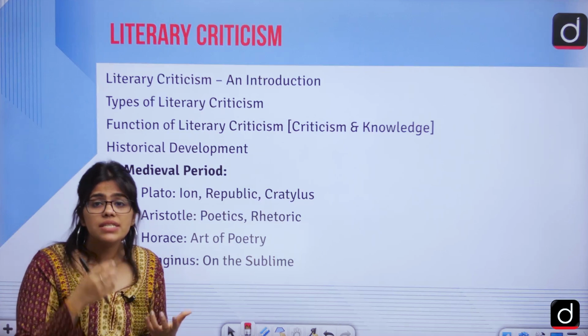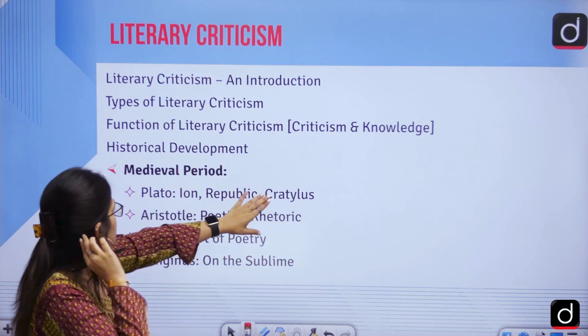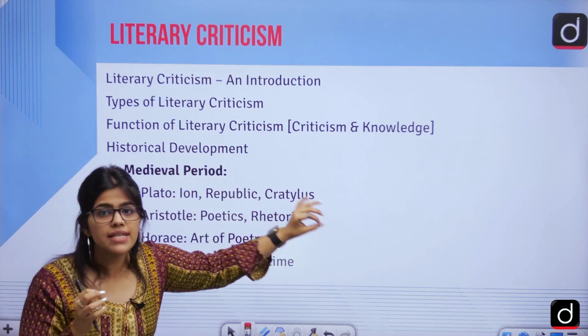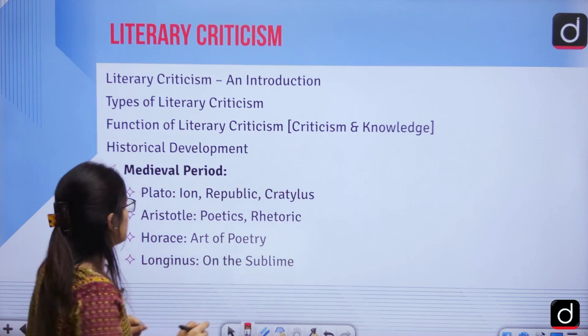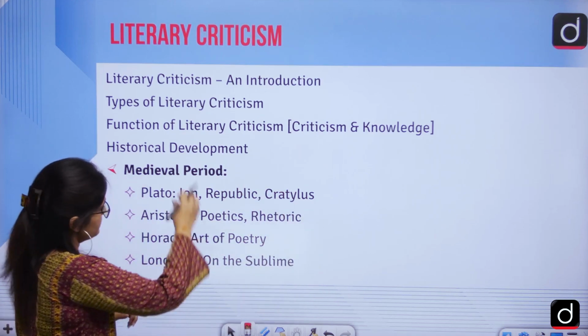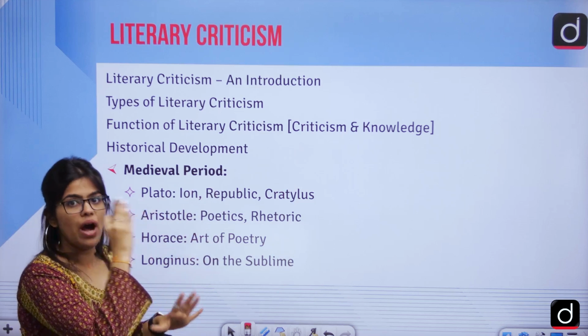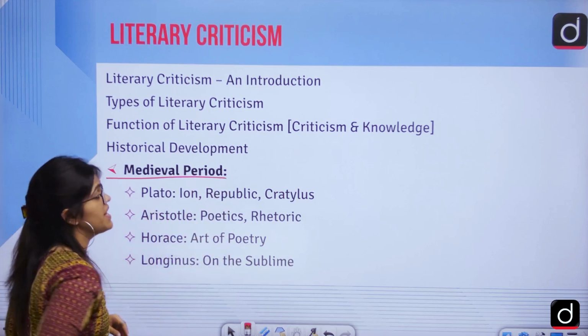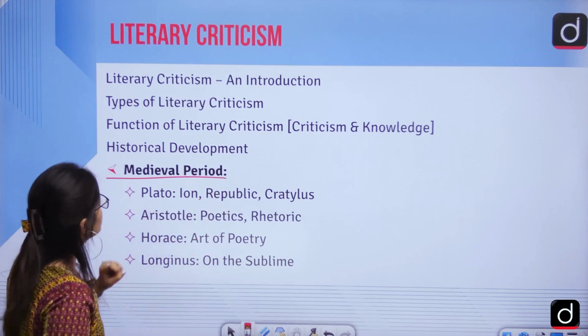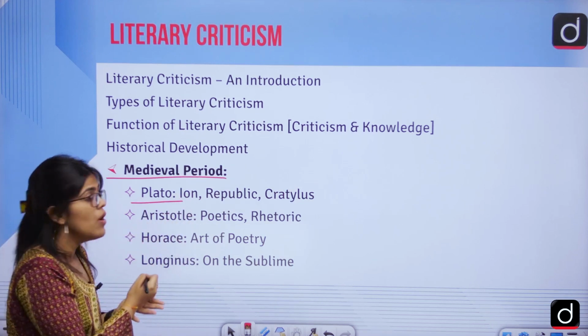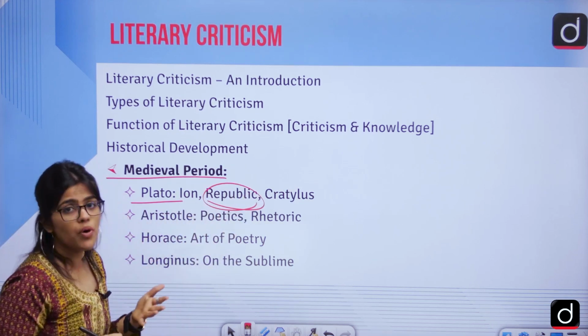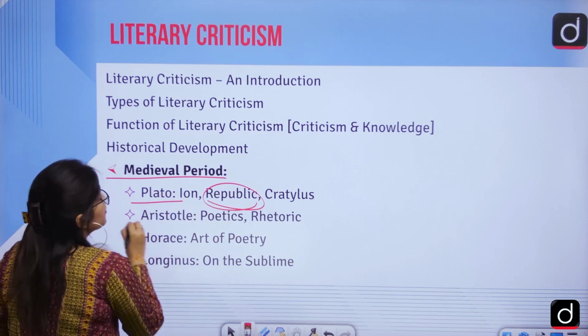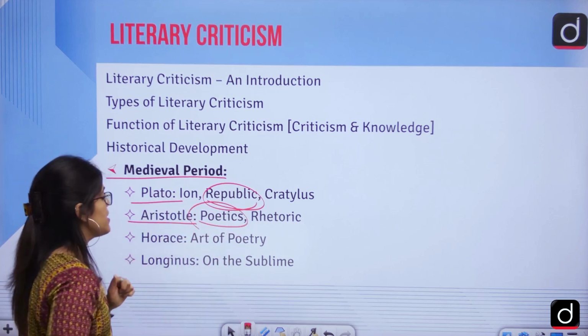Then comes literary criticism. As I told you, study literary criticism according to the different periods, according to the different ages. Now, this is not the full list, but these are the basic texts that you have to do. So there is the medieval period first. In the medieval period, you have to study Plato, and the Republic is the most important text that you cannot leave. Then you have Aristotle. Poetics is very important here.